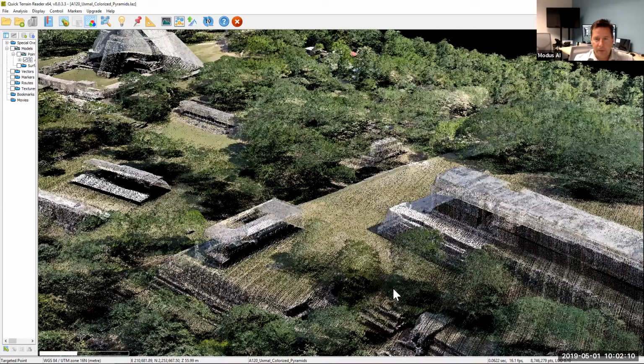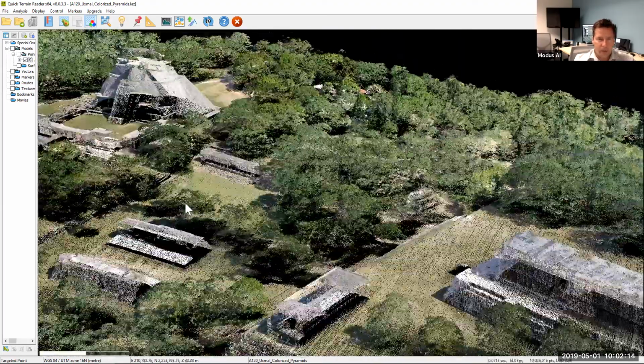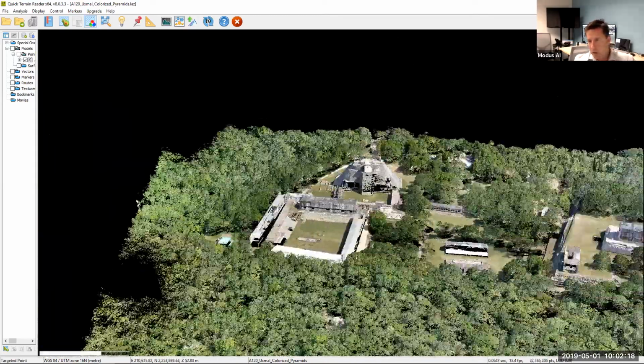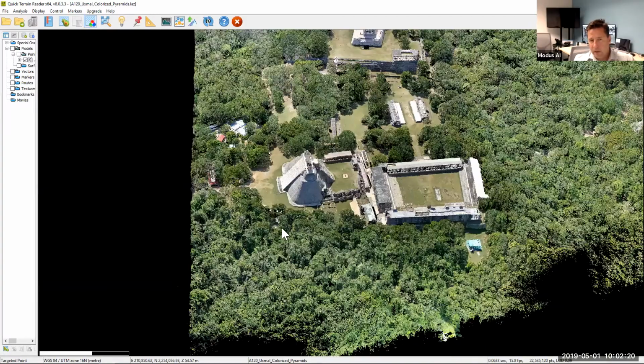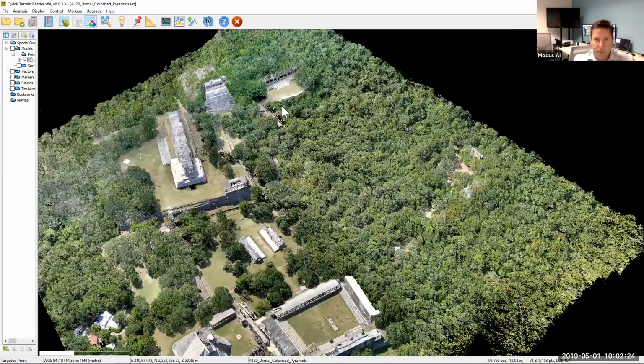And let's see if I can find the right pyramid for you guys. Let me back out. Here we go. So again, great imagery, but that's not the point. Here we go.